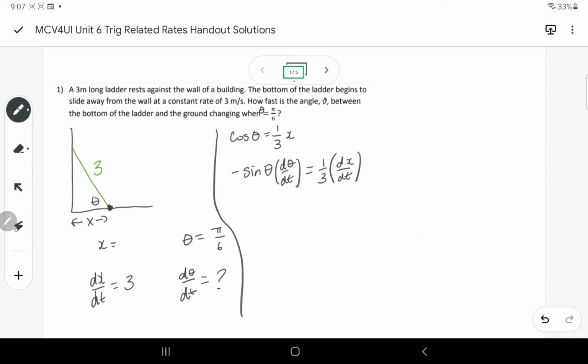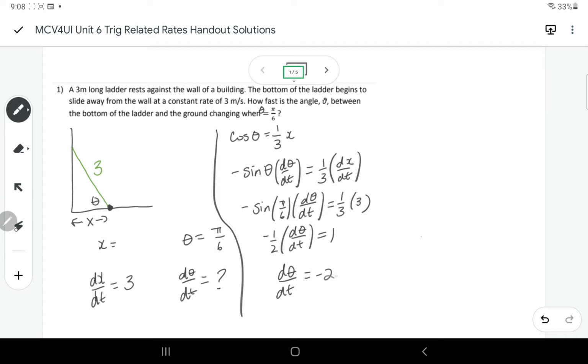Subbing these all in, let's get stuff out. So I would have negative sine of pi over 6 times d theta dt, that's the variable I'm looking for, equals 1/3 times 3. So what's the sine of pi over 6? Sine of pi over 6 is 1/2, but I have that negative sign out front, so that's negative 1/2 d theta dt equals 1. So d theta dt equals -2.